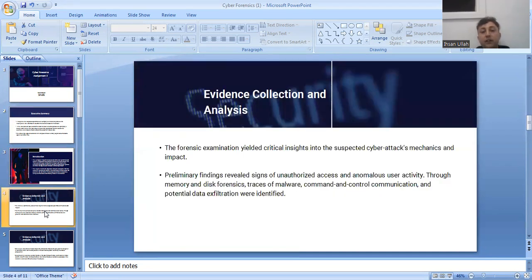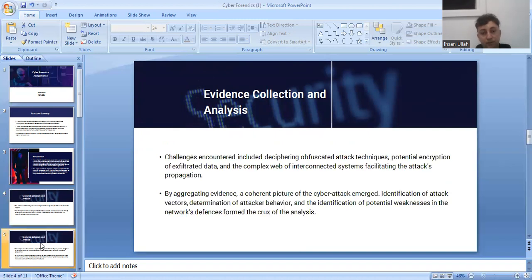Let's collect the evidence and analyze it. The forensic examination yielded critical insights into the suspected cyber attack's mechanics and impact. Now, what are the findings? The preliminary findings revealed signs of unauthorized access and anomalous user activity. Through memory and disk forensics, traces of malware, command and control communication, and potential data exfiltration were identified.